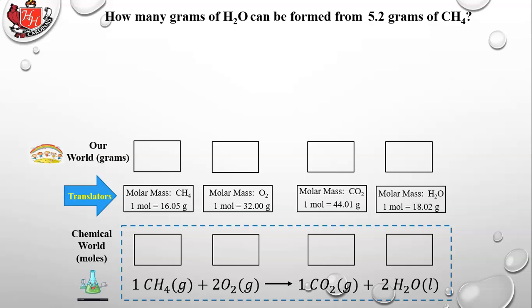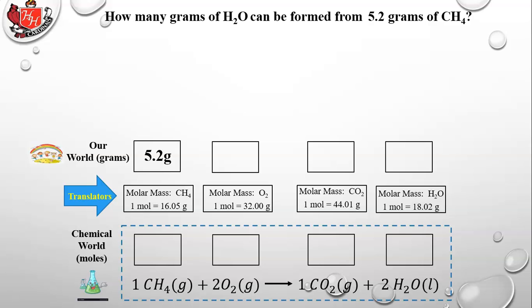So here's our question up at top. How many grams of H2O can be formed from 5.02 grams of CH4? So now we're going from grams to grams. So we're going to start with 5.2 grams of CH4. We're in the CH4 column, and we're up in our world. We measured 5.2 grams on a scale, so that goes up above CH4 in the grams row.